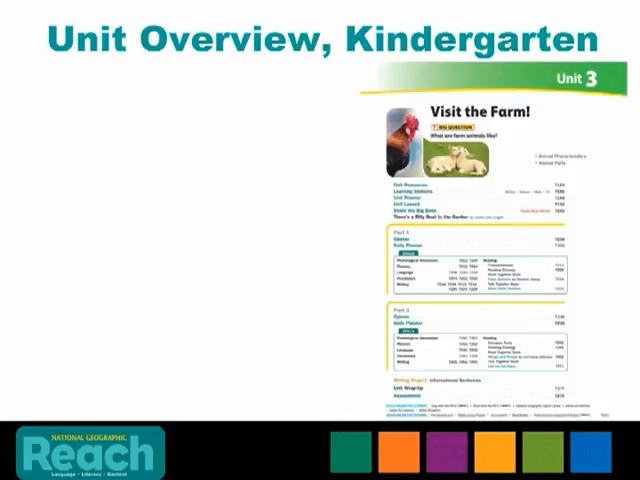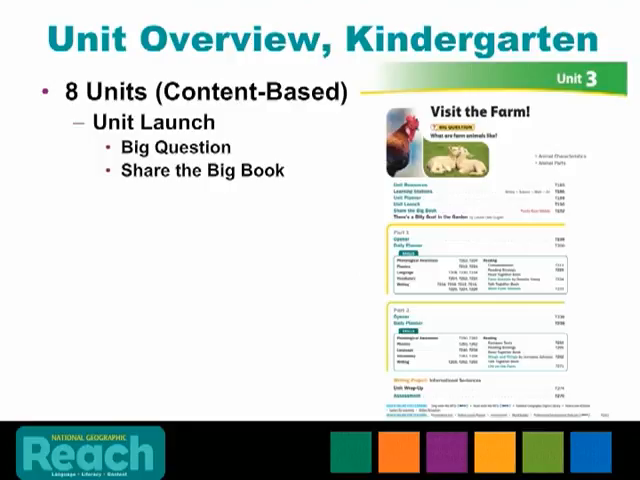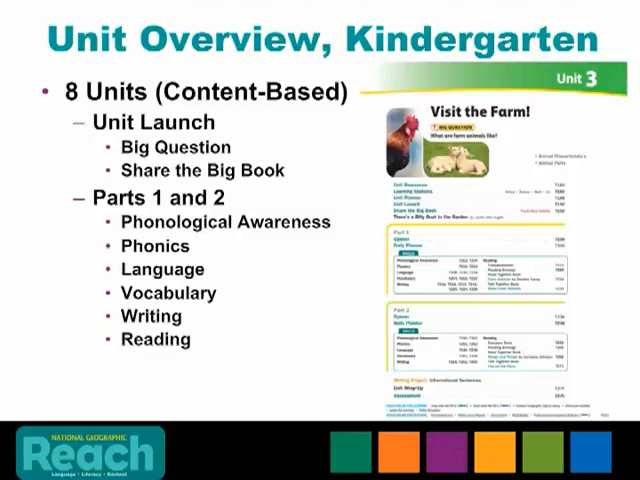The instruction at the kindergarten level is very similar. There are also 8 units per level, with content-based units focusing on kindergarten science or social studies content. Each unit in kindergarten follows the same instructional path. You will always begin with a unit launch to build background for the unit, with a big question to set the stage, just like grades 1 through 5. Instruction is then followed by a read aloud with a big book to focus on the genre and build background for the unit and build comprehension.